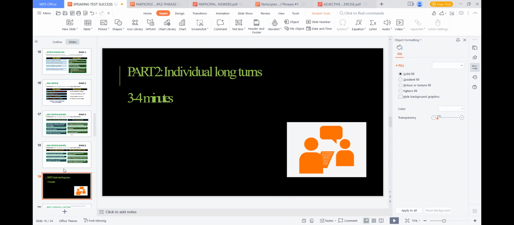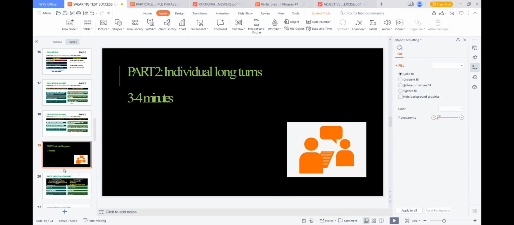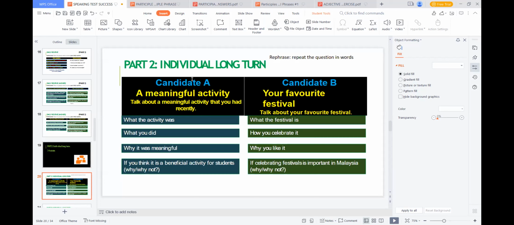Okay, it's not so much about speaking, but your opinion. Question something like, now they are receiving a topic. Candidate A: a meaningful activity. Talk about a meaningful activity that you had recently. So they will give you 1, 2, 3, 4 directions to talk on. So usually they have what is called guided questions. All right. Can you read the questions? What the activity was?